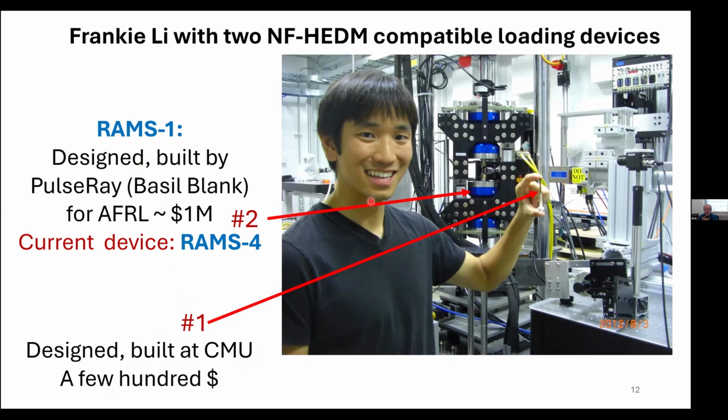But as things developed, this is the second loading system that's near field compatible. And I'll show you a blow up of the business area here. But this is a marvelous piece of high-tech equipment developed by Pulse Ray, which is basically Basil Blank, and AFRL, the Air Force Research Lab, paid for this. It was, I hear, something like $1 million. Currently, we're up to RAMS 4. This is RAMS 1. So this whole business has attracted a lot of investment.